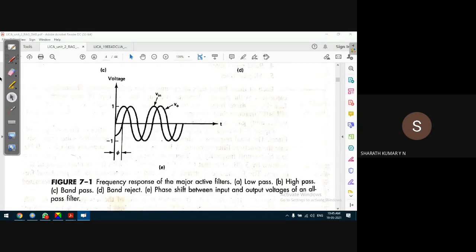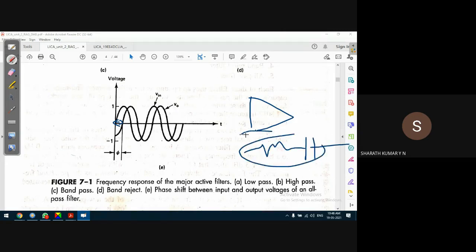One more filter is known as the all pass filter. In an all pass filter there is no question of filtering, but there will be a phase shift in the signal, because we know that the op amp provides some phase shift, and this RC combination also introduces phase shift. So they can be used as a phase lag and phase lead. There will be a phase shift, but signals are allowed.